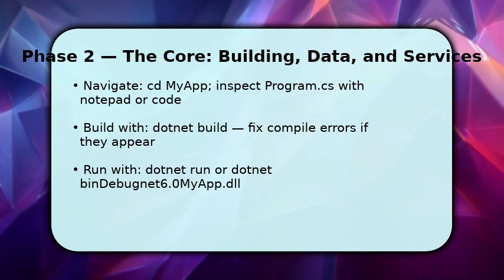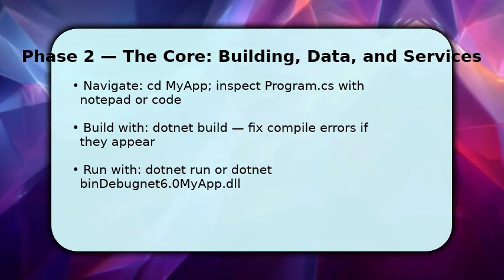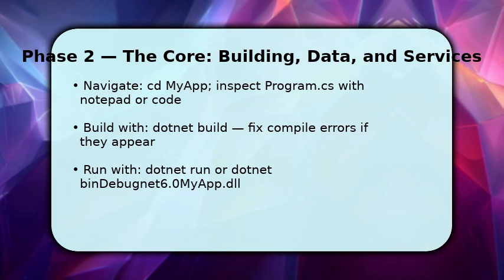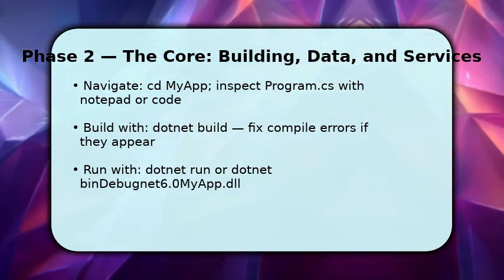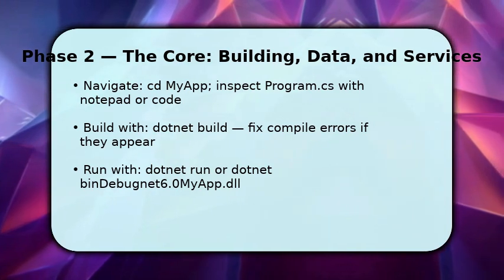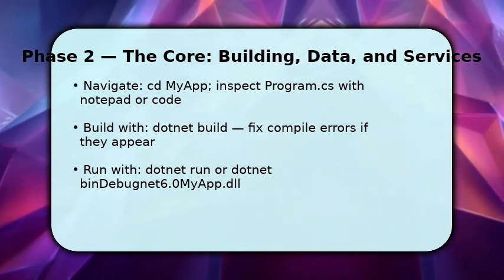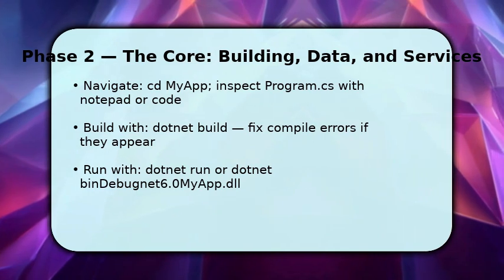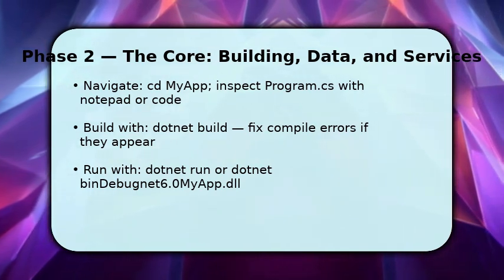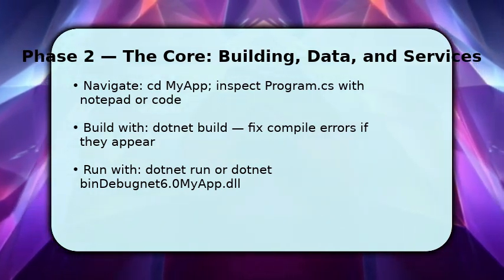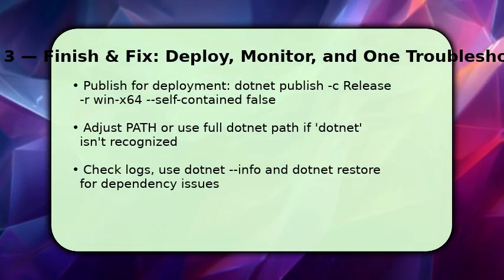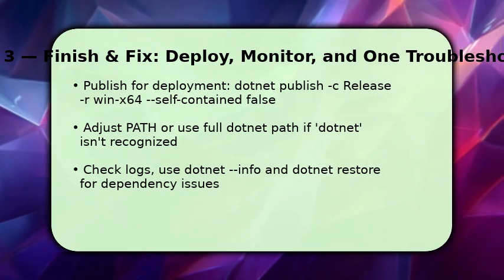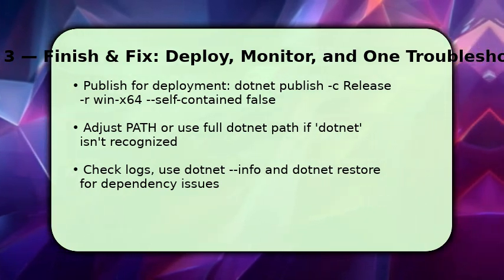Once build succeeds, dotnet run will both build and execute quickly, while dotnet bin/Debug/net6.0/MyApp.dll runs the compiled DLL directly. Use that to test runtime-only behavior without rebuilding. To finish, publish a release build for distribution. Run dotnet publish -c Release -r win-x64 to create deployable files, and choose self-contained only if you need no runtime dependency.